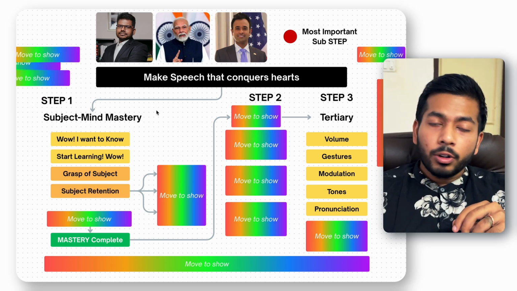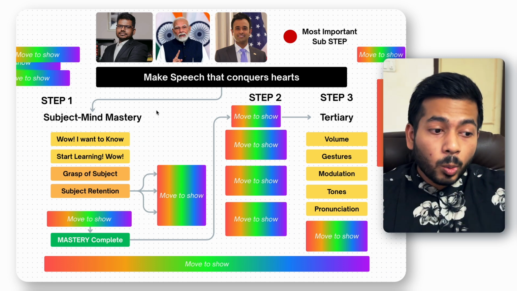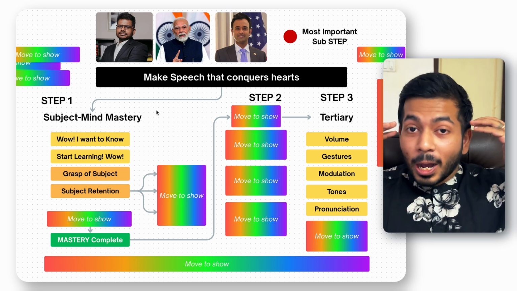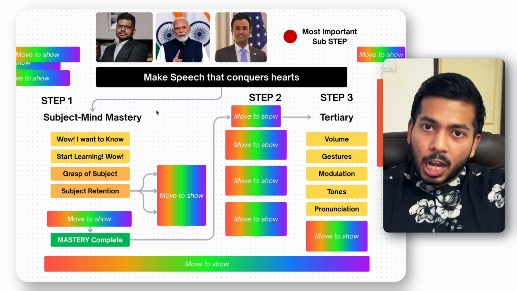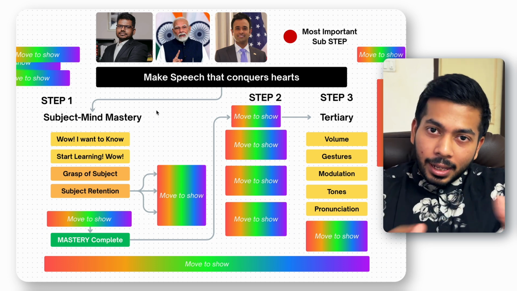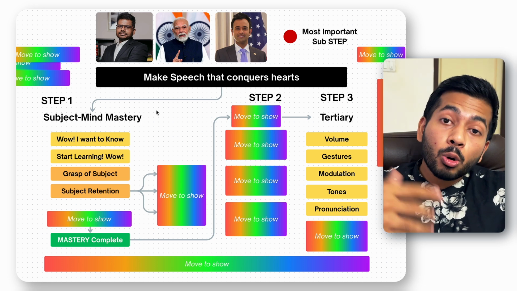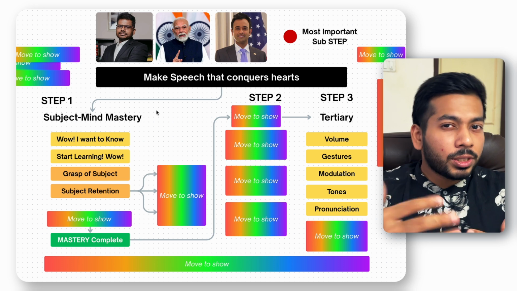So the first three things we have understood: that we say, wow, I want to do something. Next is you start learning and you say, wow, what am I learning? It's so interesting. And the third thing is you get a grasp of the subject. Once that's done, what's important is that you retain the subject. How do you retain it? In a way that comes back to you when you start speaking.